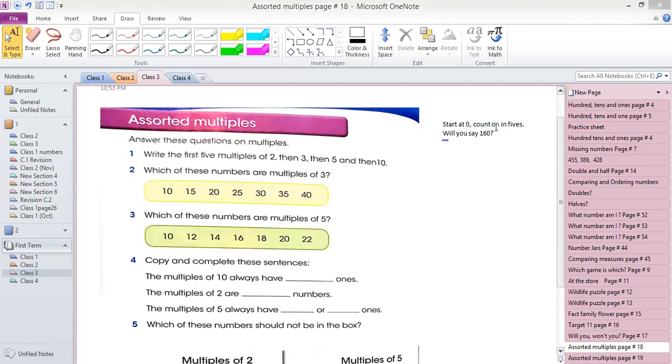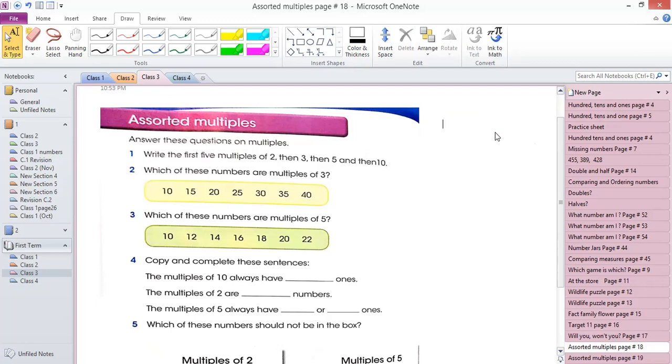So guys, the answer is yes. And you all said the correct answer. Why? Because when you're counting in 5s, you're writing multiples of 5, and the last digit of 160 is 0. 0 is a multiple of 5. That's why it will come in the chart. All right.